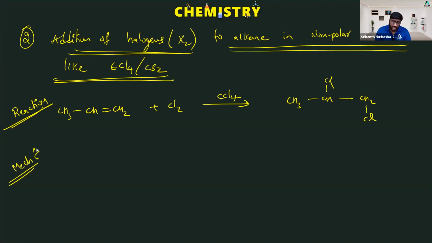Right, students? Think of the mechanistic approach. CH3-CH=CH2 plus Cl2 in the presence of CCl4, we form vicinal dihalides. You may ask a first question, sir: here, where is the electrophile? Cl2 is a non-polar molecule.